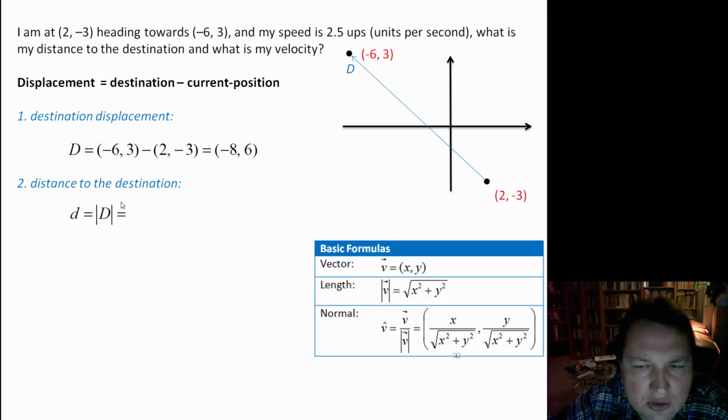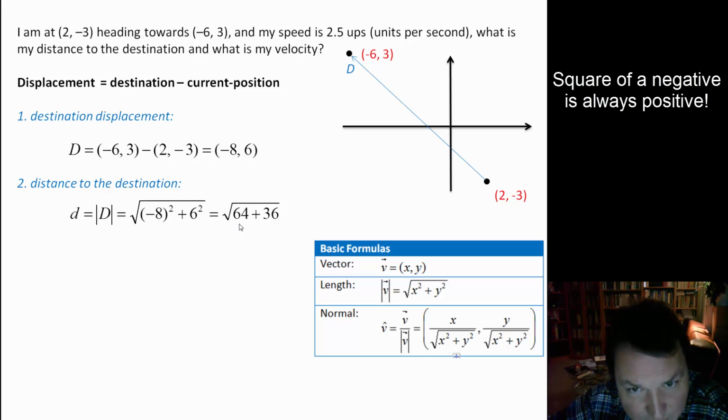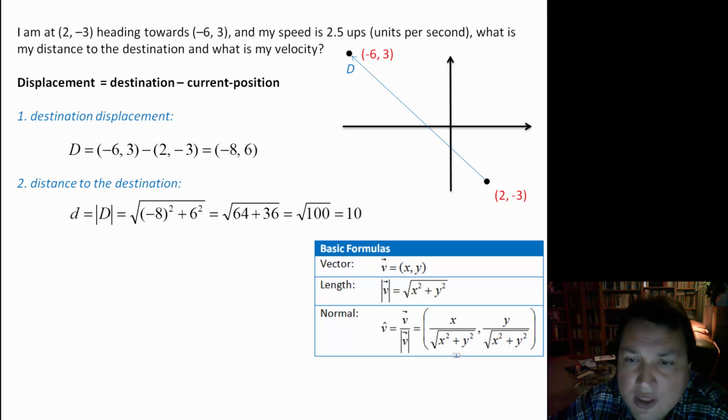This is actually the length of the vector d, so it is the square root of this coordinate -8 squared plus the second coordinate 6 squared. -8 squared is 64, not -64. So it's 64 plus 36. It gives me the square root of 100, which is 10. So the first answer we have is that the distance from my current position to the destination point is 10.